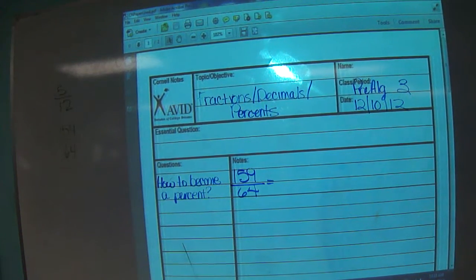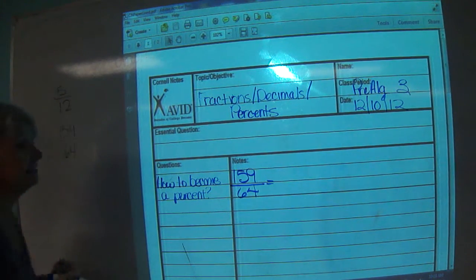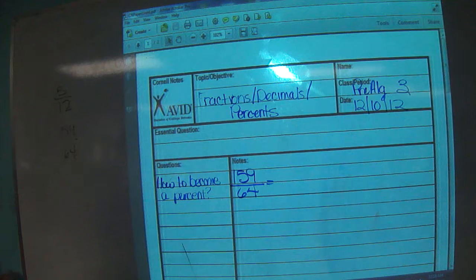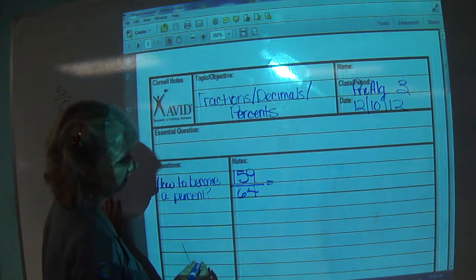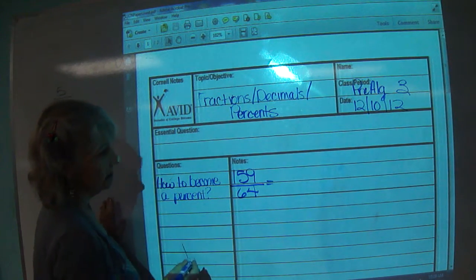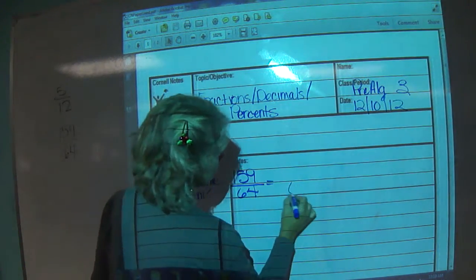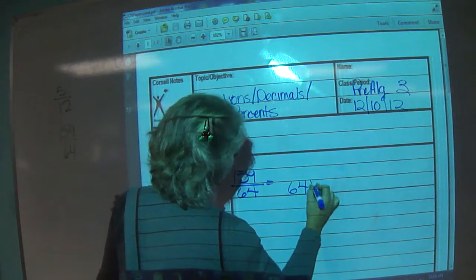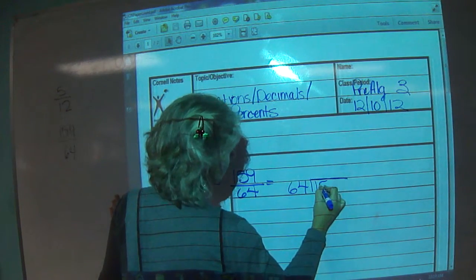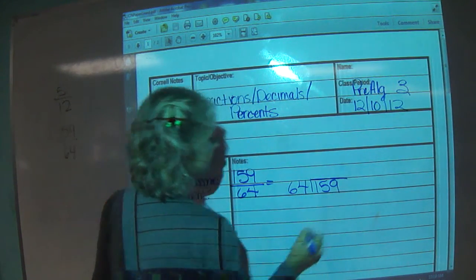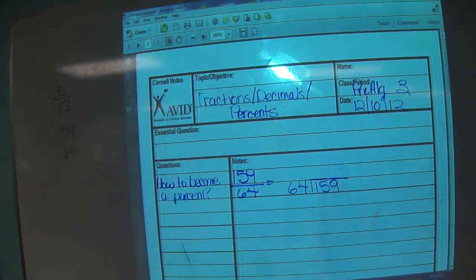Okay, let's do our second example, which is 159/64. Again, we're going to put our denominator out in the rain, right? Our numerator gets covered in the garage or wherever, 159. How many 64s in 159? Two of them.